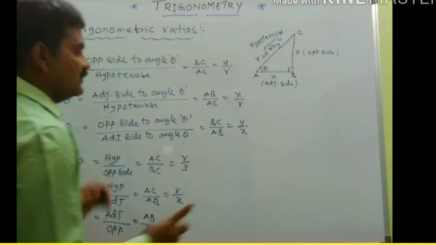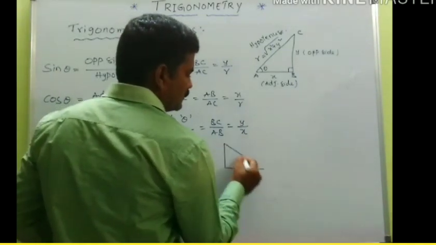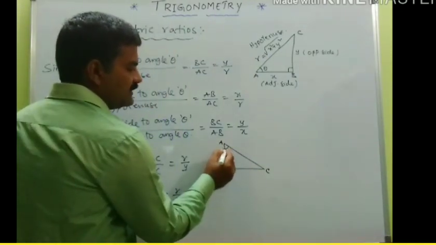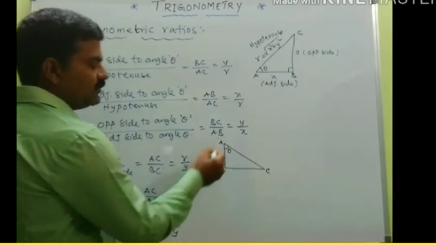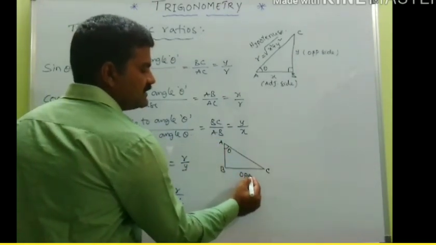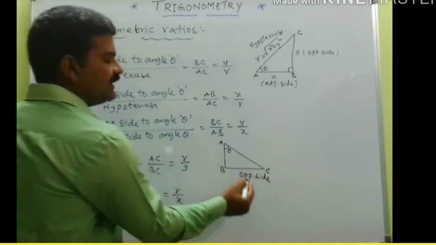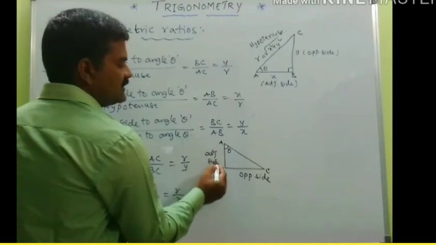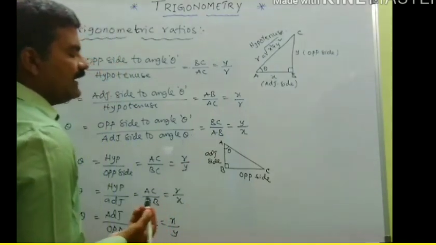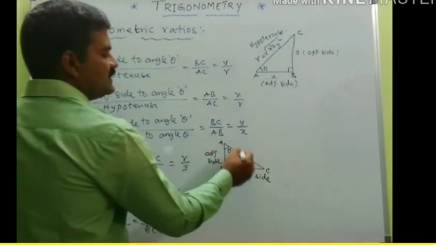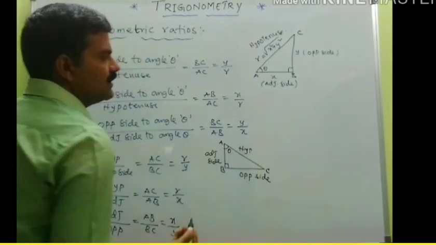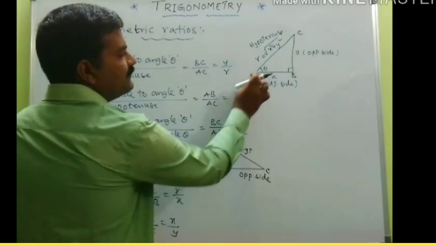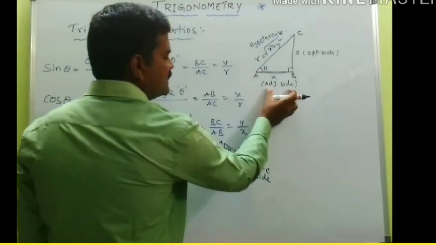Now listen here. Suppose this is a triangle ABC, and the angle theta is here. Then the opposite side is BC, and AB is the adjacent side. Since the angle at B is a right angle, no doubt AC is the hypotenuse. So the opposite side and adjacent side depend on the position of theta.